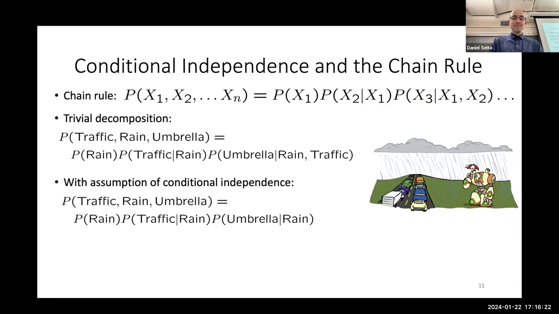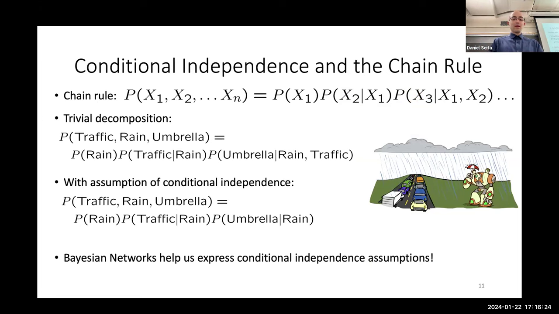And the real advantage of Bayesian networks, which is what we will cover next, is that they help us formalize this way of expressing conditional independence. It gives us a way of rigorously characterizing the assumptions here.